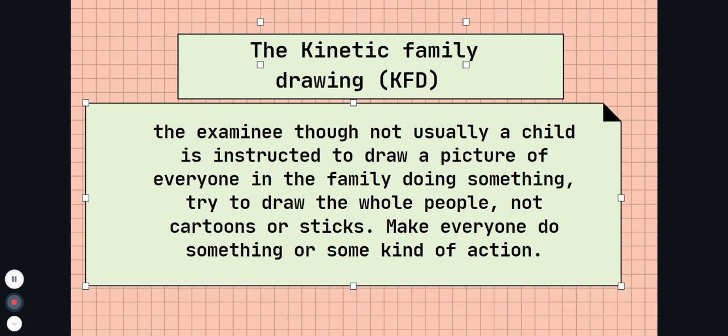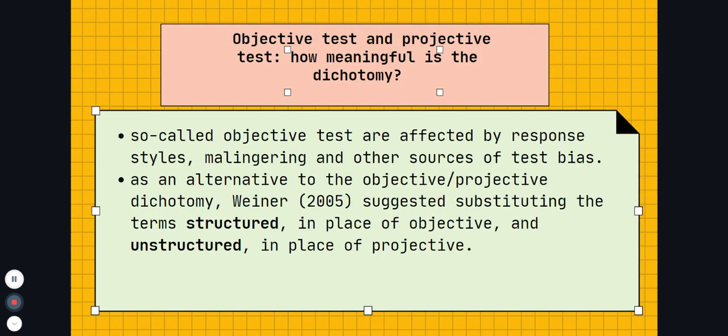So a number of formal scoring systems for the KFD are available. So daghan og kanang types sa scoring or scaling system sa KFD. So dito sila mag-base what is the psychological functioning of the person na ilahang gina-assess. So objective test and projective test. So how meaningful is the dichotomy?